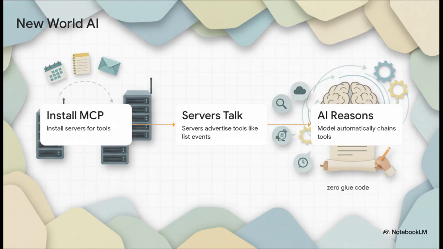Let's revisit our personal assistant example, but in this brand new MCP world. Step 1, instead of writing custom code, you just install MCP servers for your calendar, Notion, and email. That's it. Step 2, those servers automatically advertise tools to the AI, like list events. Step 3, the language model natively understands this, reasons through it, and chains the tools together. You, the developer, write absolutely zero glue code. That's the power of MCP.